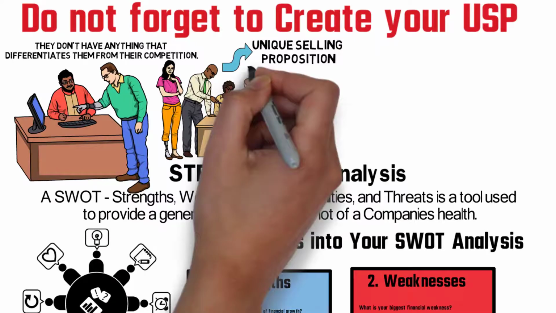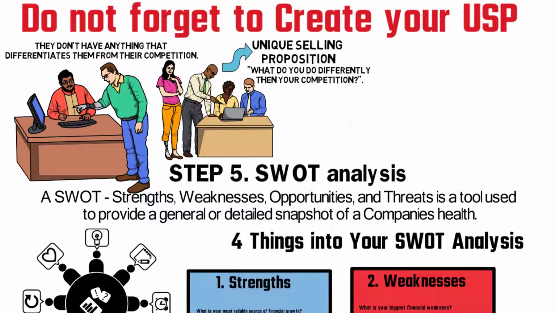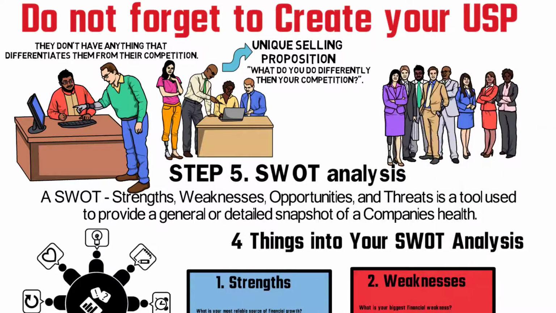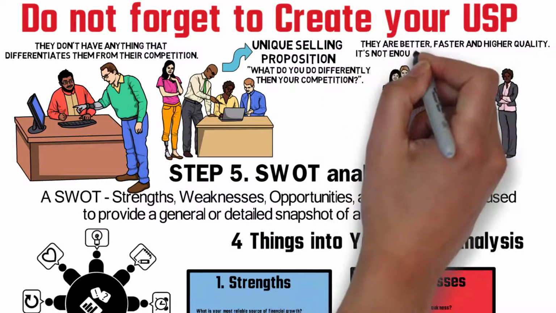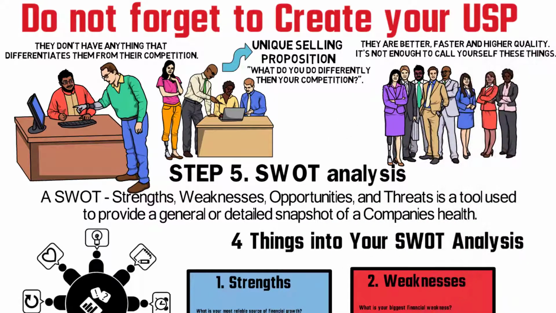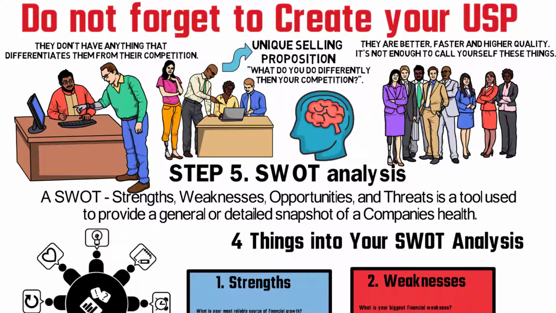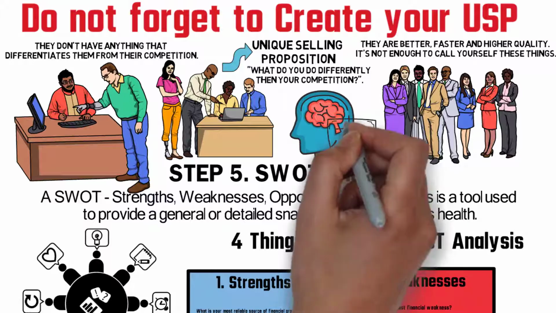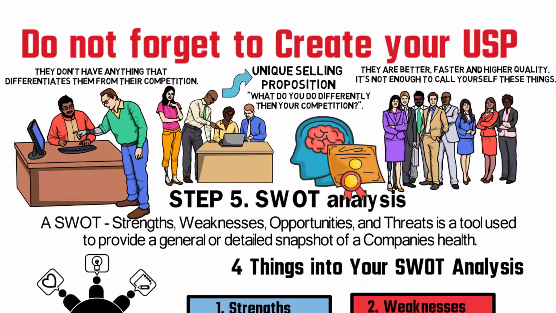It's the answer to the question, what do you do differently than your competition? A lot of entrepreneurs will simply say things like, we're better, we're faster, we're high quality, etc. But anyone can claim that they're better, faster, and higher quality. It's not enough to call yourself these things. Instead, it's much more effective to offer something that your competition won't be able to copy that easily. And if they do, it may affect their bottom line, since they can't offer it the way that you do.